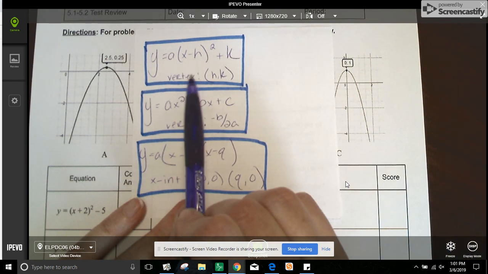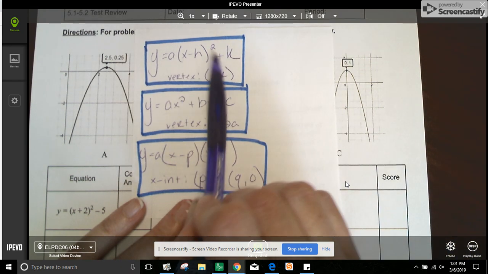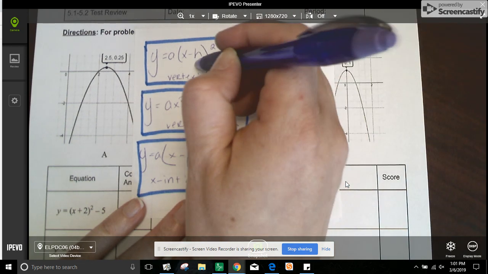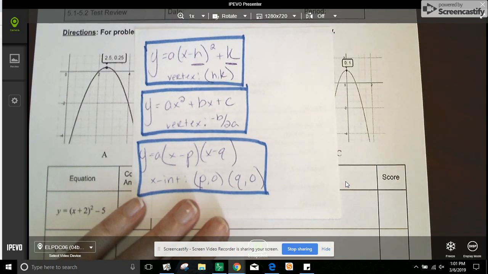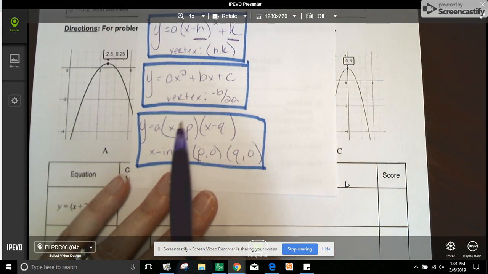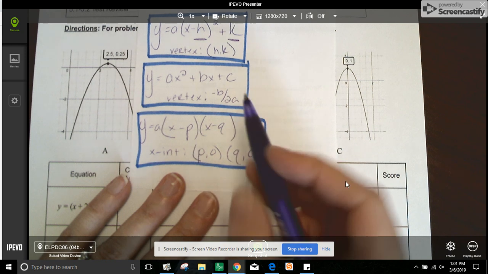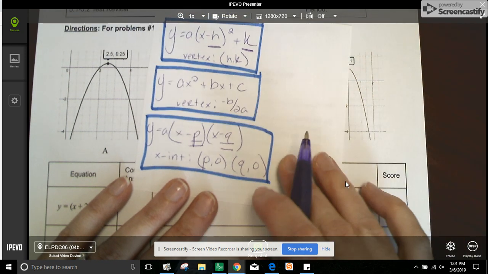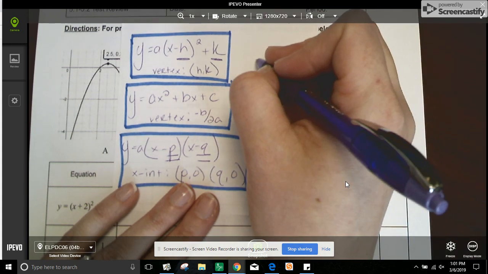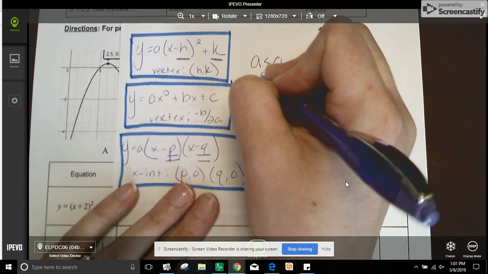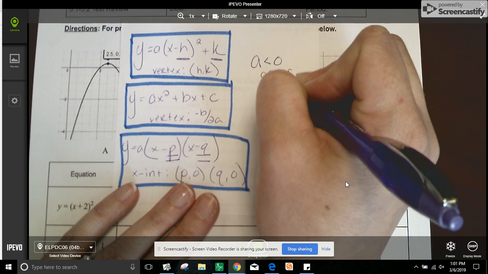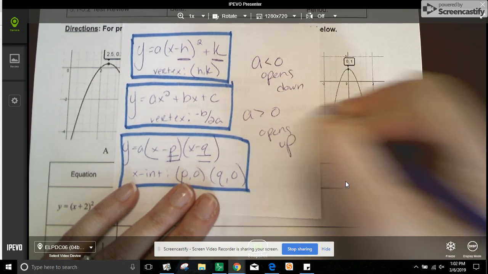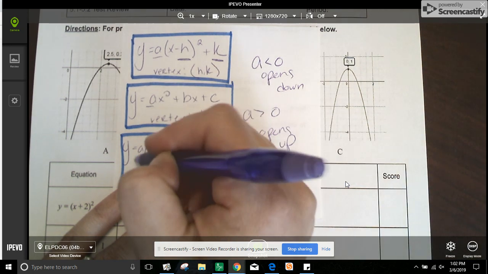The other graph we went over was this one with the one set of parentheses, and that was the one where the vertex was the hk. And then the third one we went over had 2 sets of parentheses, and your x-intercepts actually came from those numbers. And then a few other things. Remember, if a was less than 0, it opens down. If a was greater than 0, it opens up, which is the front number for all of these.